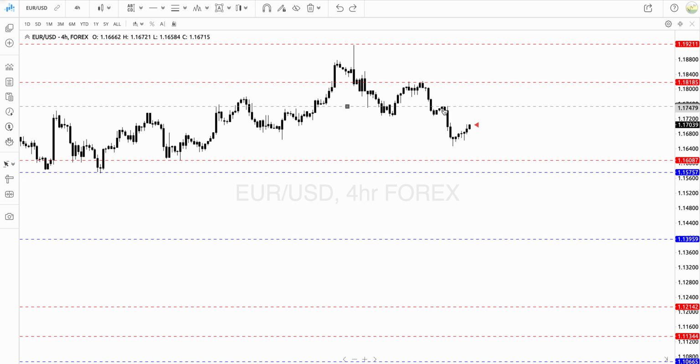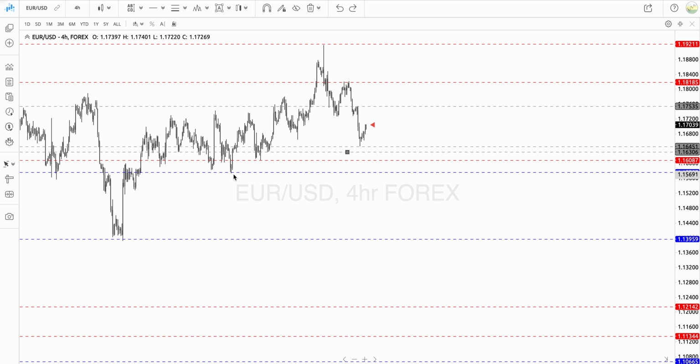All right, so we had a 4-hour resistance level here. We have a 4-hour level of support right here at 11645. There's another 4-hour support just under it, which is right here. And then I'm going through, I do have a 4-hour level of support at 1153.